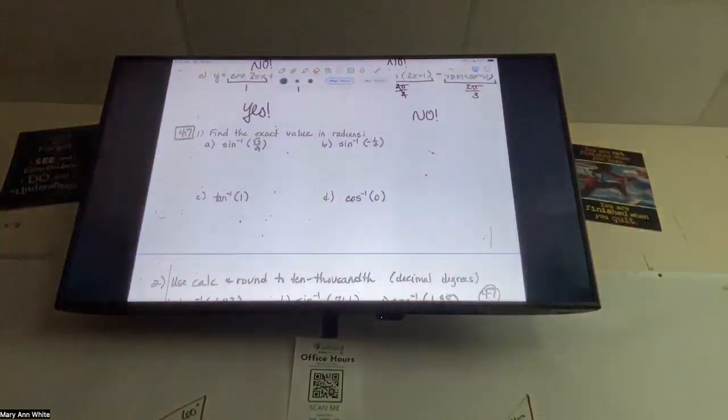We are looking at 4.7. And I've got this new section. Is anyone going to fall asleep on me? Is it too dark in here? You guys want to tell me if you're going to fall asleep?